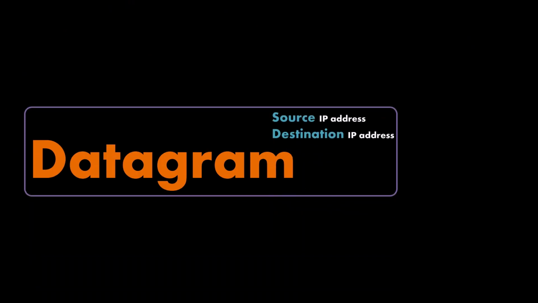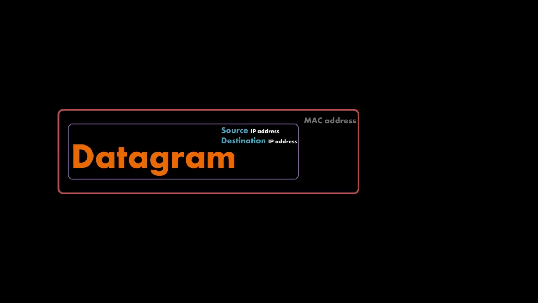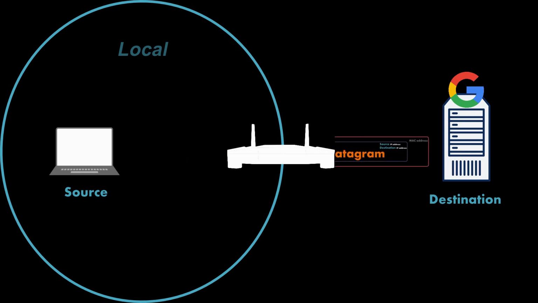A datagram, which is a piece of data, is first placed into a packet, which is then placed into a frame. The packet is labeled with a source and destination IP address. The source address belongs to the device where the packet initially originated, and the destination address points to the final destination for the packet and the datagram.